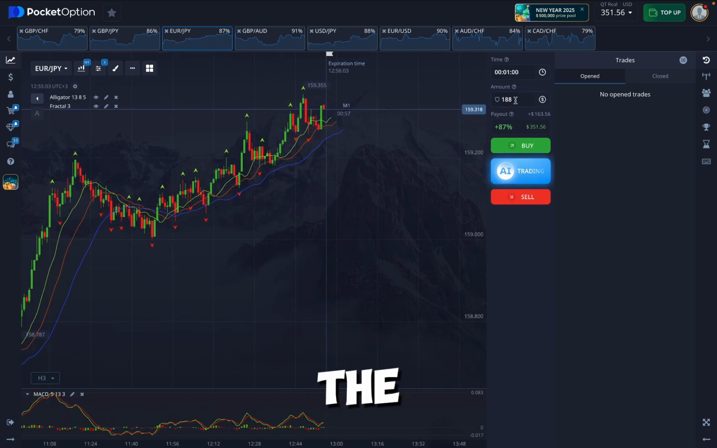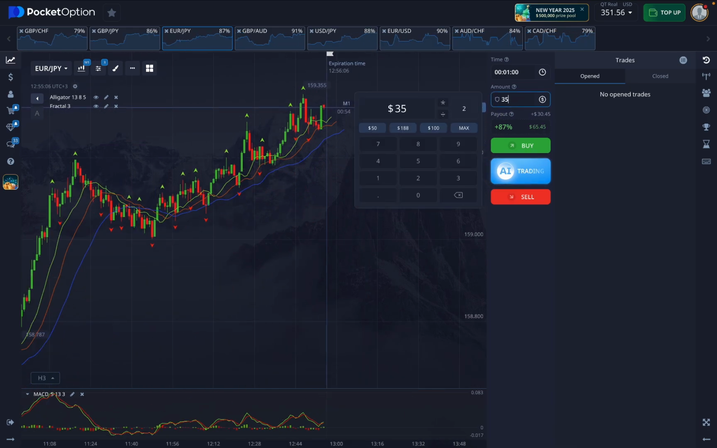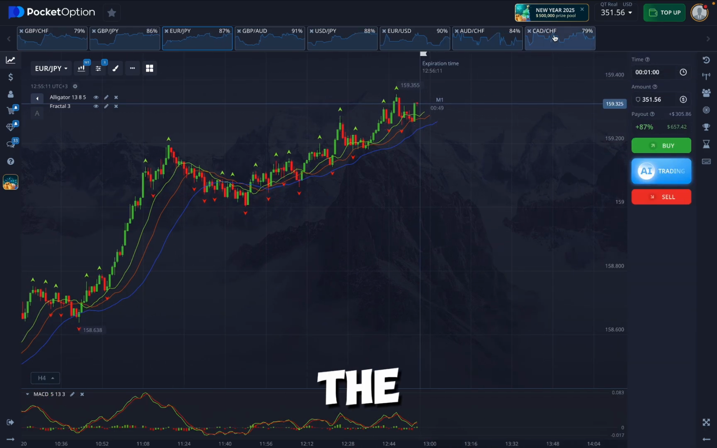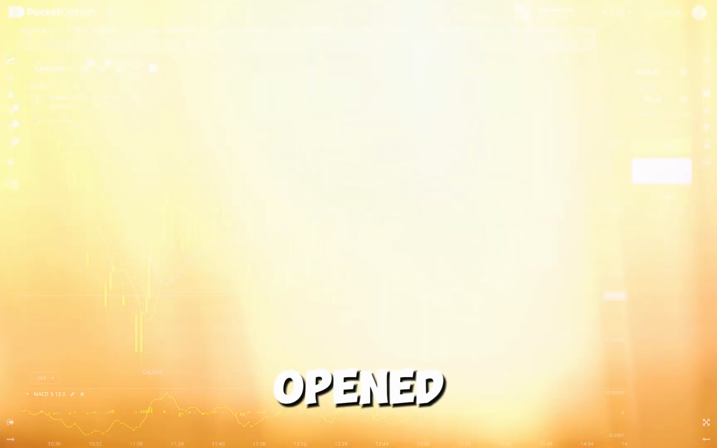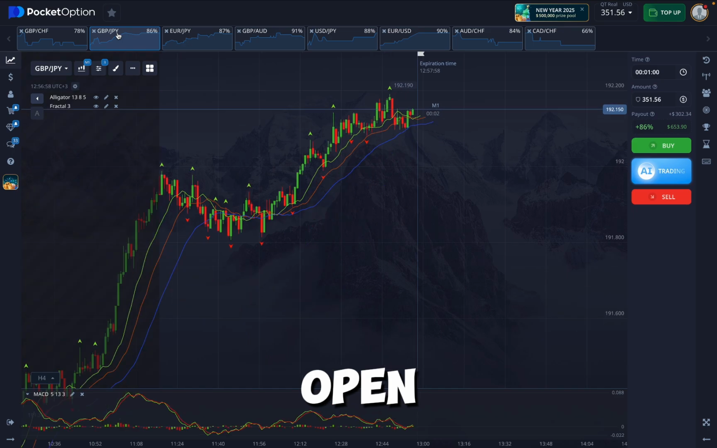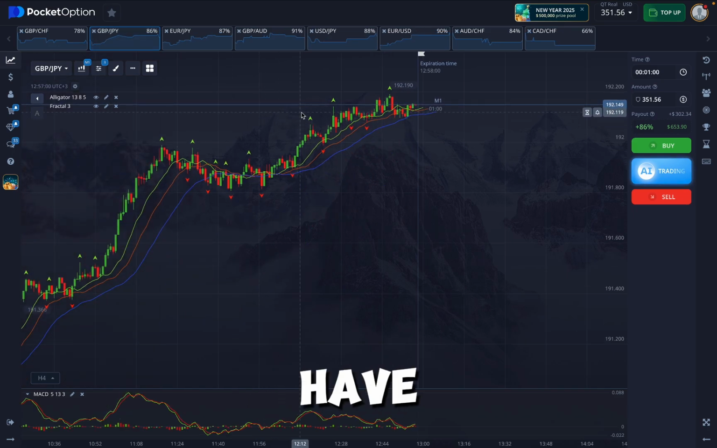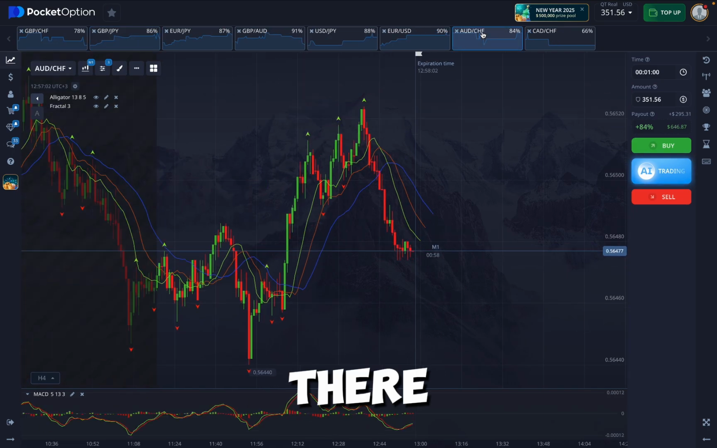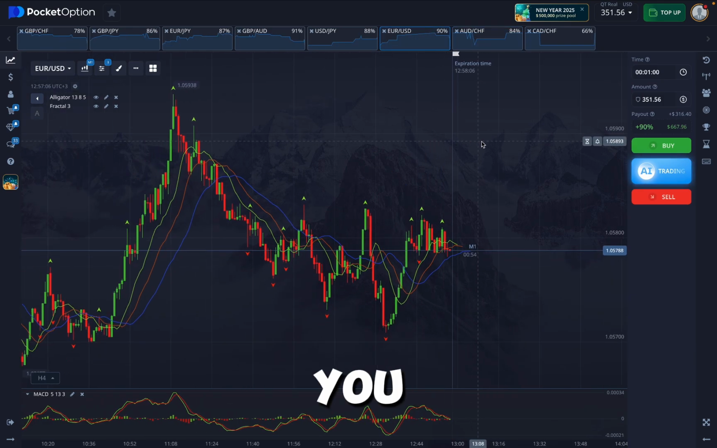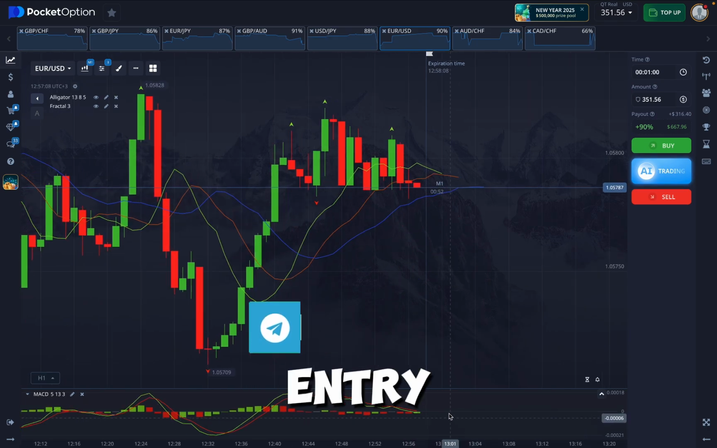Let's go ahead and pick the next currency pair. Once again on this currency pair, we can open a trade on the upside on the trend. We have already opened a position here. Unfortunately, I was not able to open a trade on the downside, so today we will have trades open to buy. In general, I think you have already understood the logic of entry.